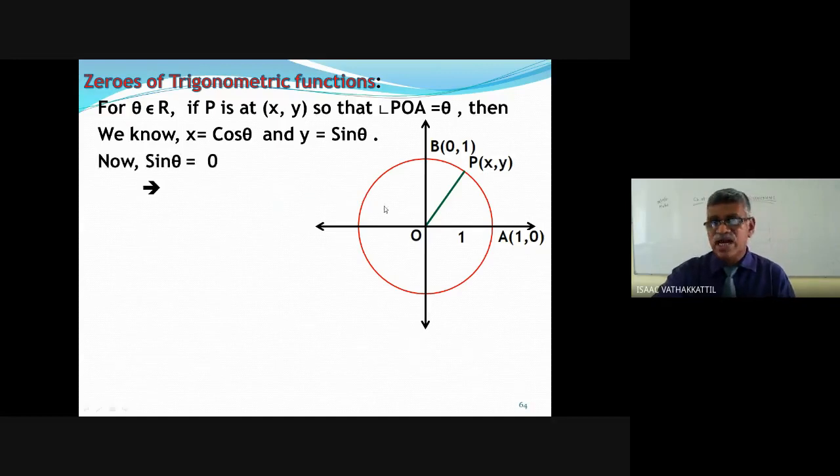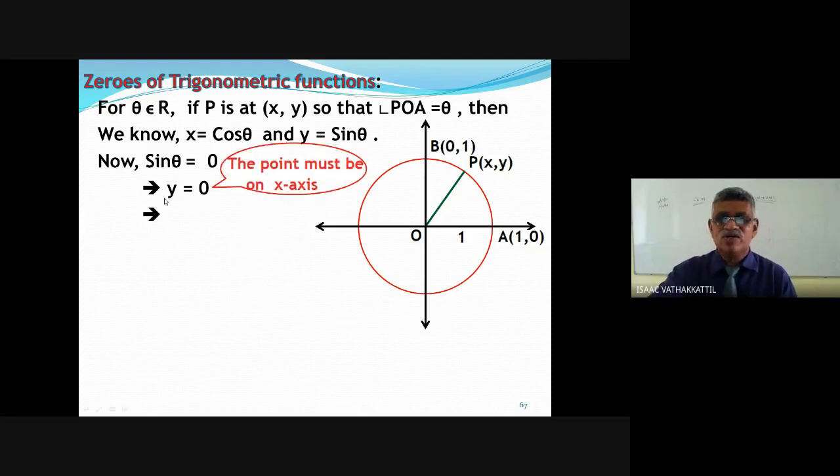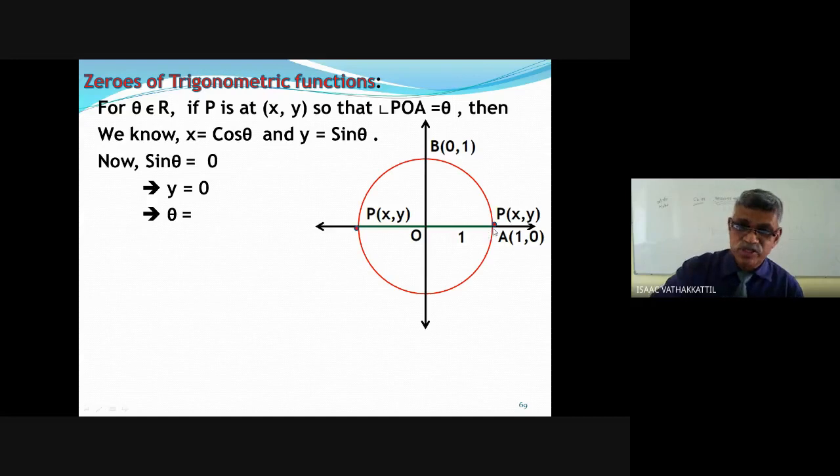Now, when is sin theta 0? Sin theta will be 0 when y coordinate is 0. Y coordinate is 0 means the point will be on the x-axis. The point must be on the x-axis. Point may be either at A, or maybe on the negative x-axis also. When the point is on the x-axis, what will be theta? Theta may be 0 or maybe pi.